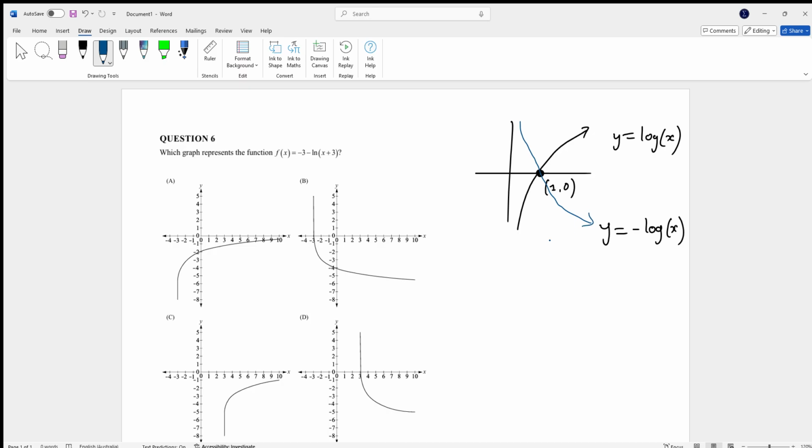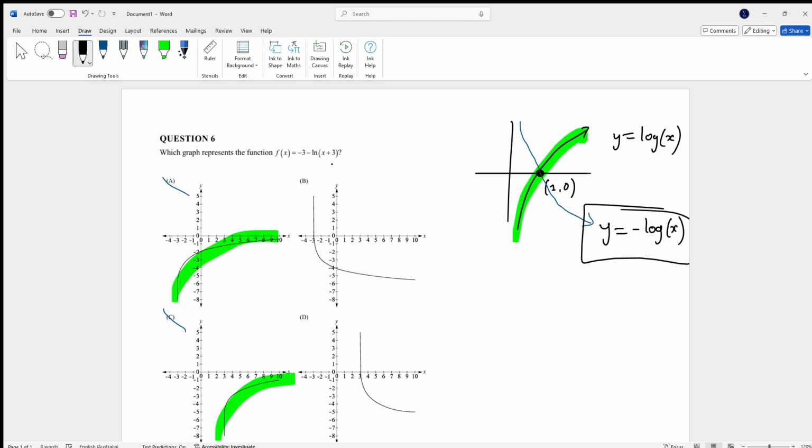So straight away, I can eliminate two possibilities with this question here. It is not going to be A or C, because A or C both have that generic shape there, which indicates there's a positive sign in front of the log. Whereas with our example here, we can clearly see there is a negative sign in front of it. So I know it's not going to be A, and it's not going to be C.